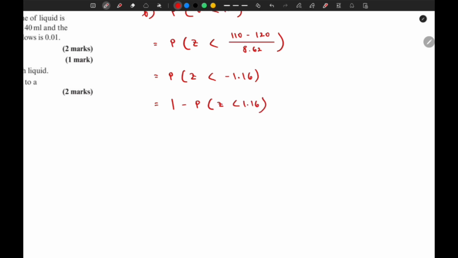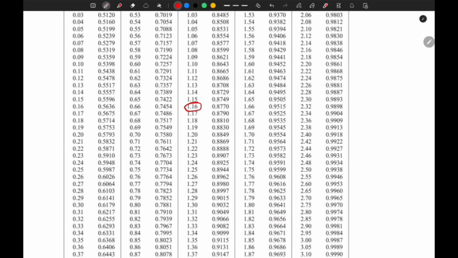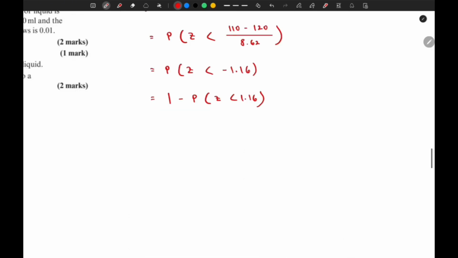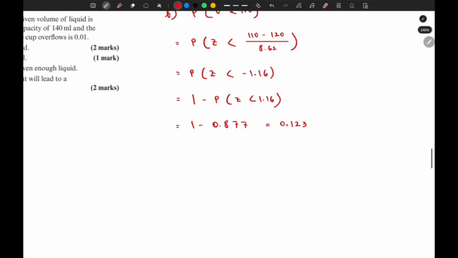Now we need to go back to the statistical table and find the probability when the value of z is 1.16. So when the value of z is 1.16, the probability is 0.877. So we can replace this with 0.877, which equals 0.123. So that is it for this part.